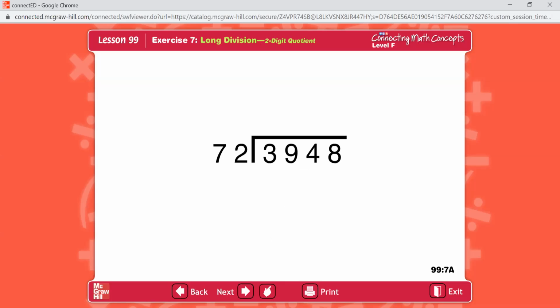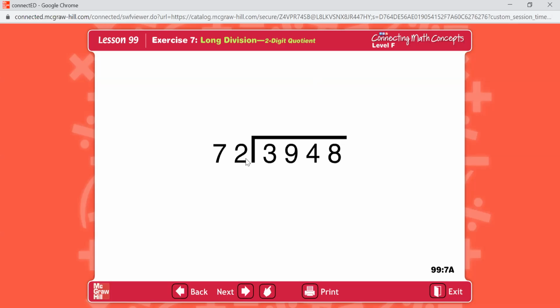Moving into long division. This problem has a 2-digit answer. I'll underline the digits that we use to find the first digit of the answer. 39 divided by 72. Can you work that problem? No, 39 is too small.